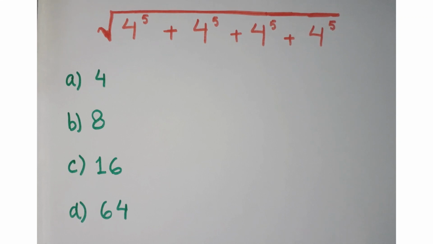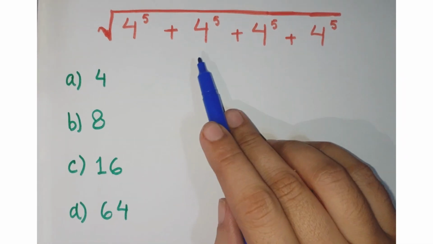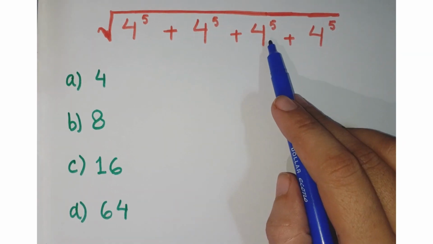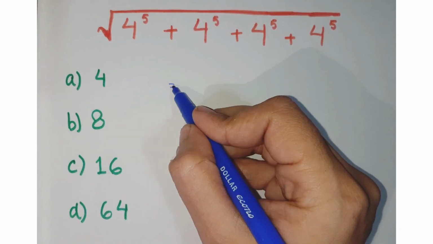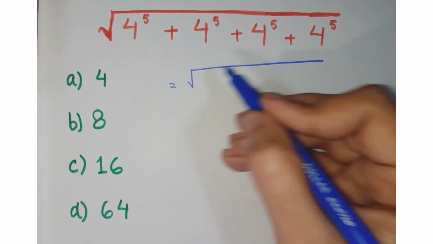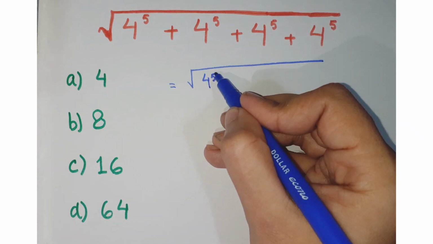Hello friends, let's do an exponential question today. The question is square root of 4 to the power 5 plus 4 to the power 5 plus 4 to the power 5 plus 4 to the power 5. So we have exactly 4 terms. So what we are going to do? Just take out 4 to the power 5 common.